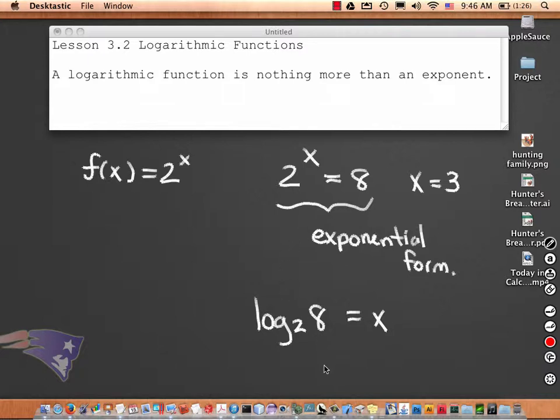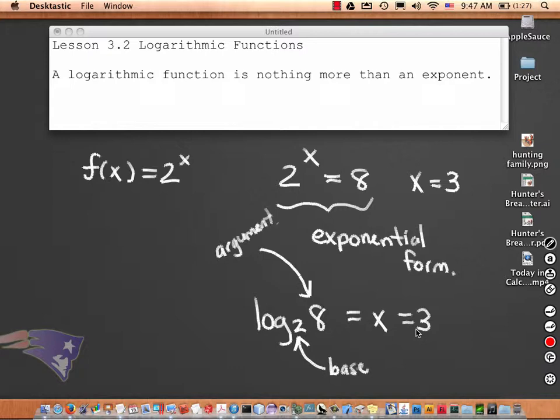This little guy right here is called the base. This guy right here is called the argument. It doesn't mean that he's mad. It just means that he's the value that goes in the logarithm. So what this says logically is 2 raised to the x power is equal to 8. So this has to be the value of 3. And so that's one conversion from exponential to logarithmic form.